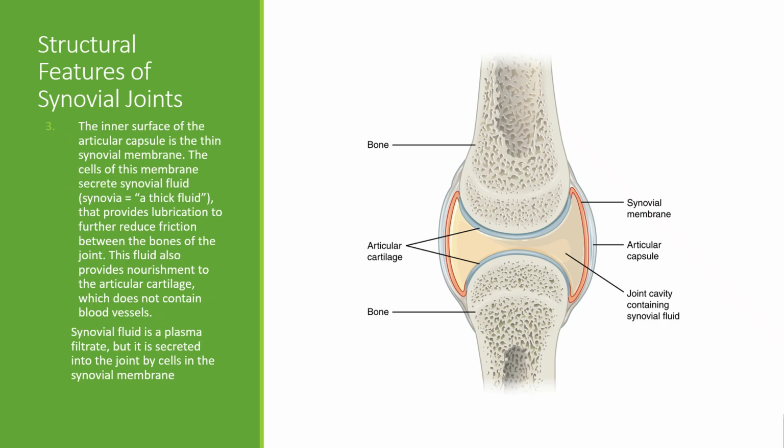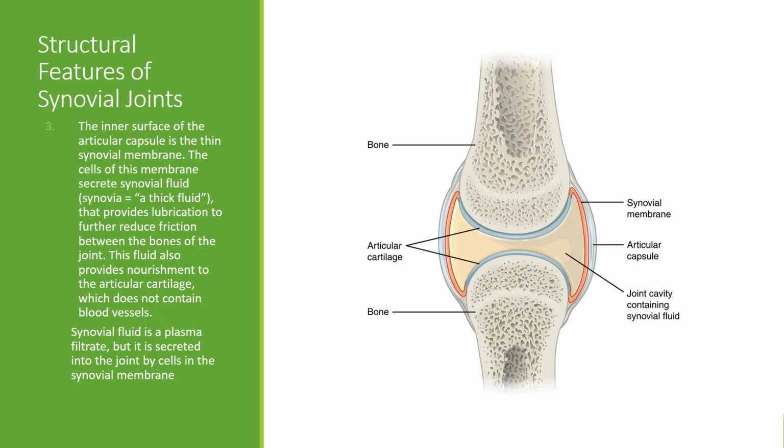The inner surface of the articular capsule is the thin synovial membrane. The cells of this membrane secrete a fluid called synovial fluid that provides lubrication and reduces any additional friction that may be happening. This fluid also provides nourishment to the articular cartilage because remember, cartilage is avascular, so it has to get its nourishment and take away its waste by diffusion, and that's what the synovial fluid is going to be doing.